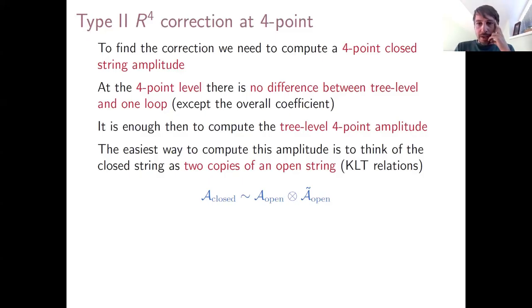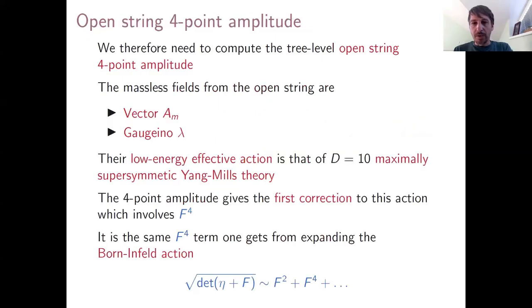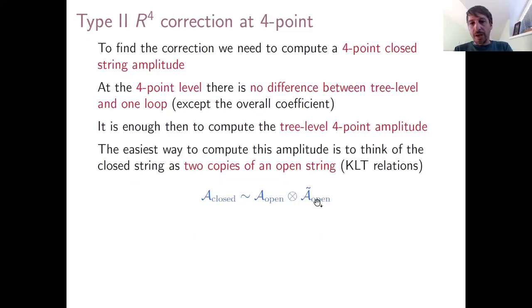Now, the easiest way to compute this amplitude is to think of the closed string as two copies of an open string. These are the famous KLT relations, essentially, which tell you that the closed string amplitude is essentially a product of two open string amplitudes. So you take two copies of the open string, and that gives you the left and right movers of the closed string, basically.